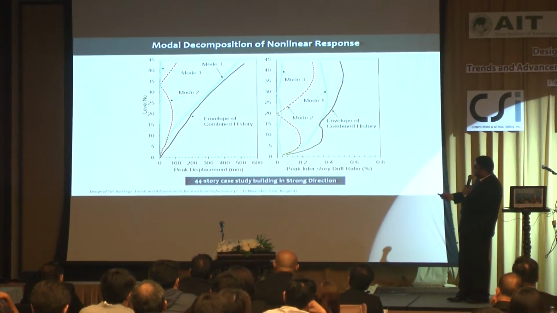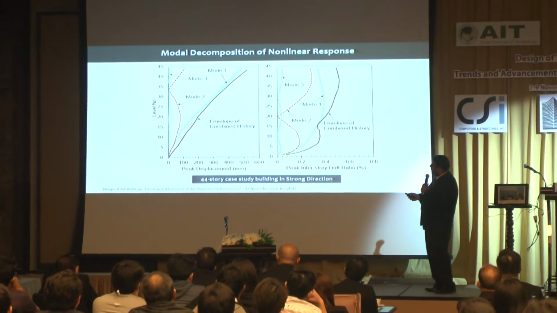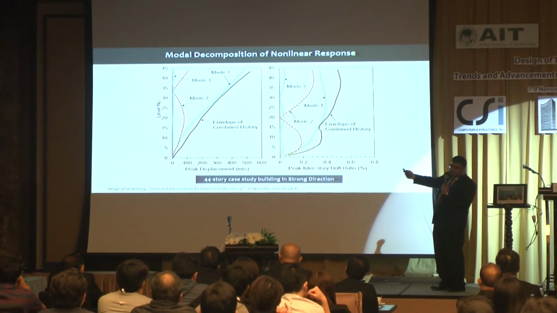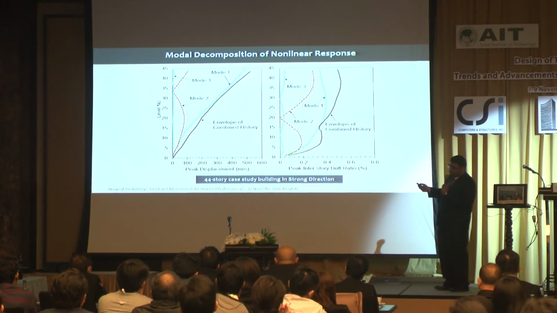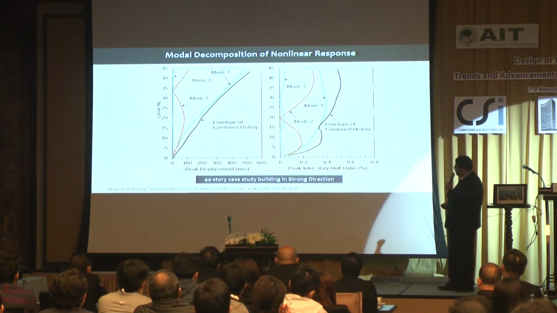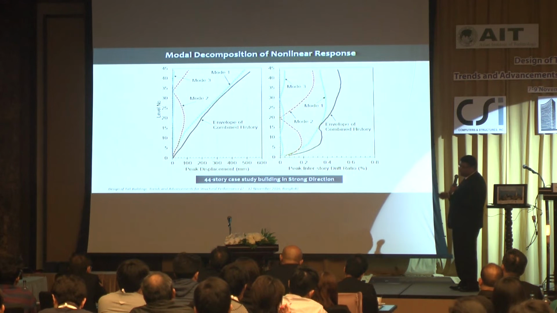The figure on the left is showing the displacement. The combined line is the black line, and then the decomposition of that displacement shows where it is coming from. Obviously displacement is controlled by the first mode, so the maximum contribution is from the first mode. The second and third vibration modes are not contributing much in displacement as well as in drift.